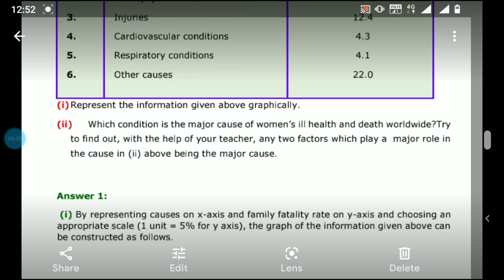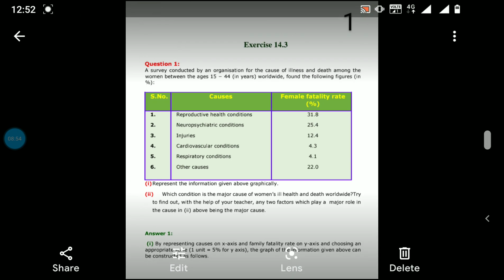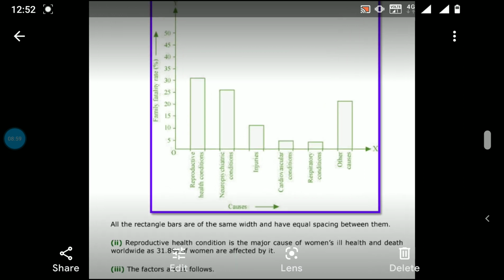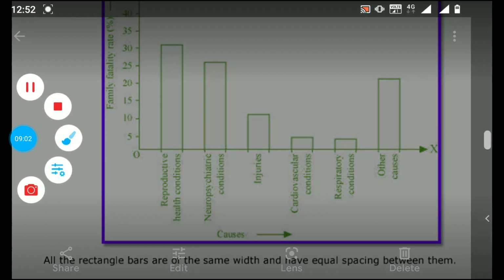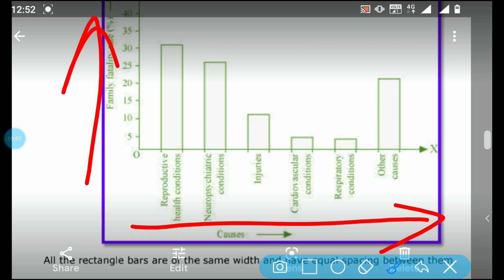See, first, by representing causes on the x-axis and fatality rate on the y-axis and choosing an appropriate scale, the graph of the information given above can be constructed as follows. Okay, so how we can construct this, I'm going to explain. This is the bar graph form. We will draw the bar graph. Here the fatality rate is given. Illness on the x-axis, illness is given, this side, and this side the fatality rate. Okay, so you can see this side of the bar graph 5, 10, 15, 20, and you can make it like this.